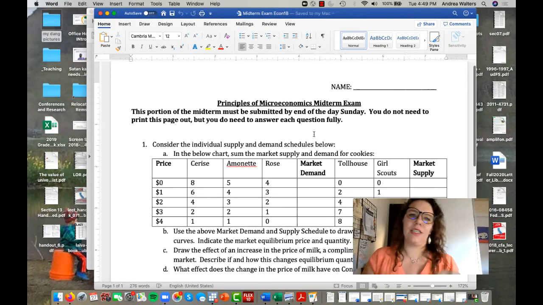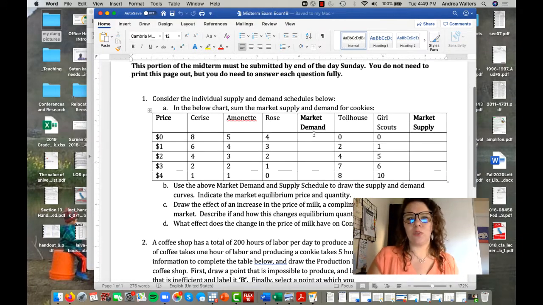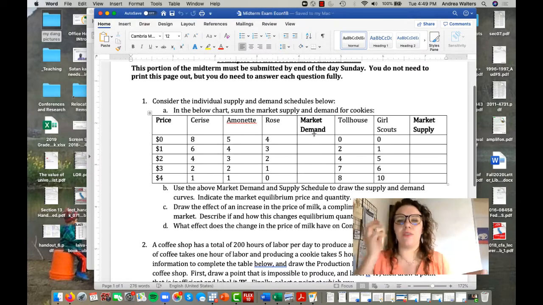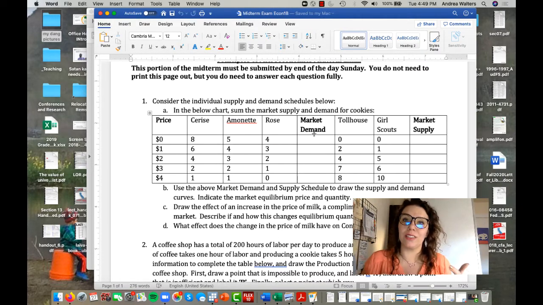Okay, so here is the first problem. Consider the individual supply and demand schedules below. Sum the market supply and demand for cookies to get the market demand and market supply schedules. So that should be pretty straightforward, right?